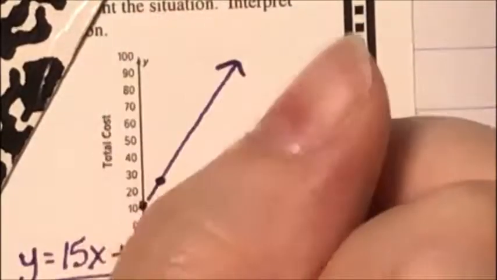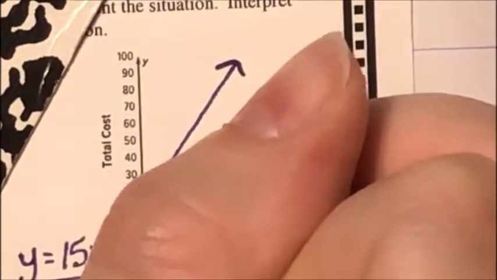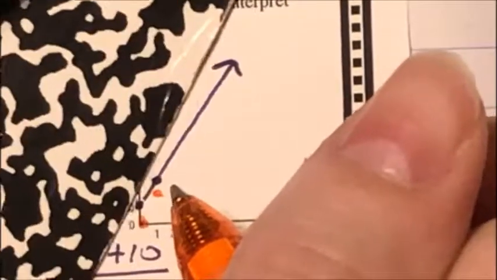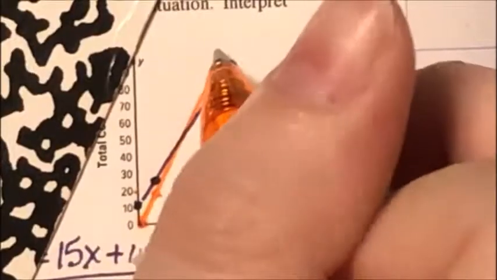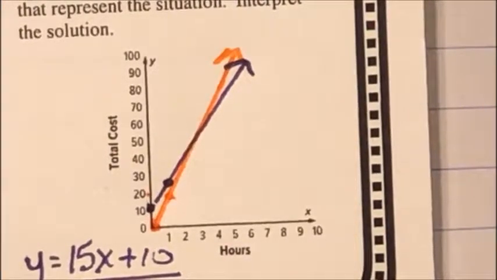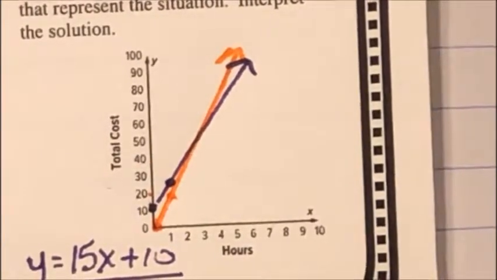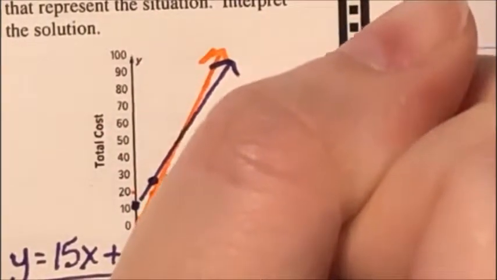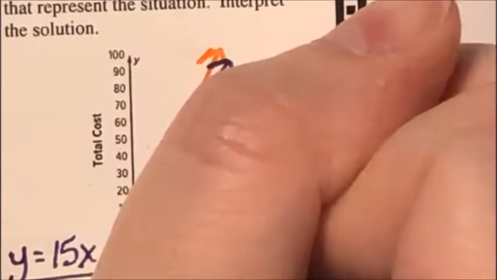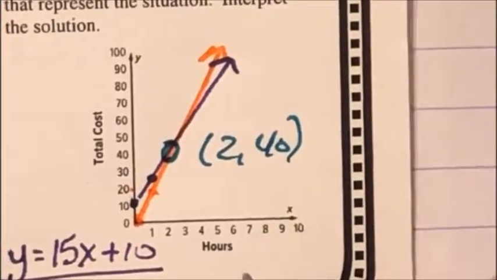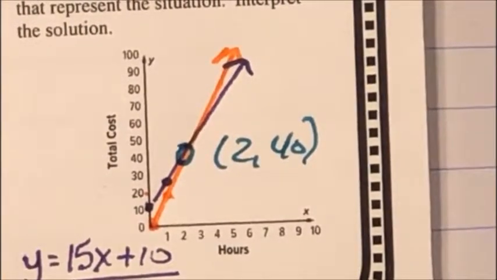Okay, the second one, I start at (0, 0). I go up 20 over 1. So they actually cross right there. So at (2, 40) is the point that they cross at.